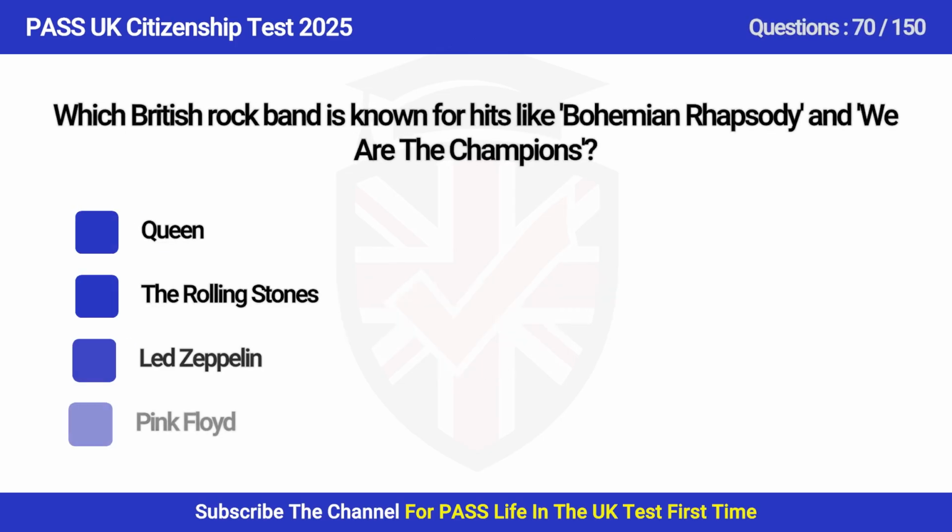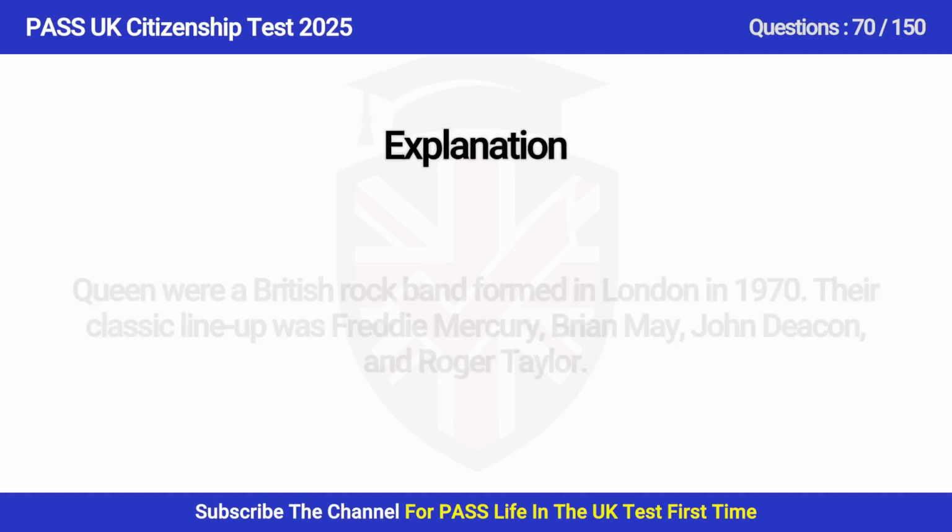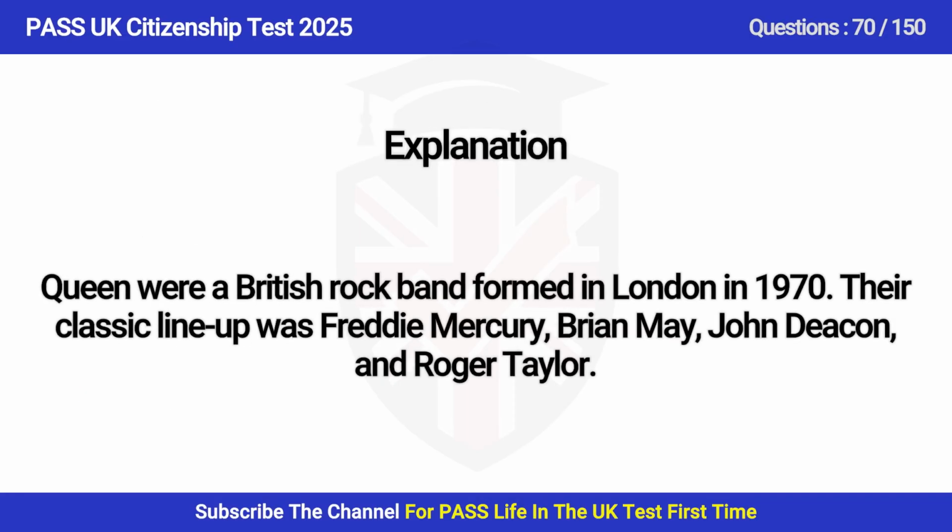Question 70. Which British rock band is known for hits like Bohemian Rhapsody and We Are the Champions? A. Queen, B. The Rolling Stones, C. Led Zeppelin, D. Pink Floyd. Answer is A. Queen. Queen were a British rock band formed in London in 1970. Their classic lineup was Freddie Mercury, Brian May, John Deacon, and Roger Taylor.